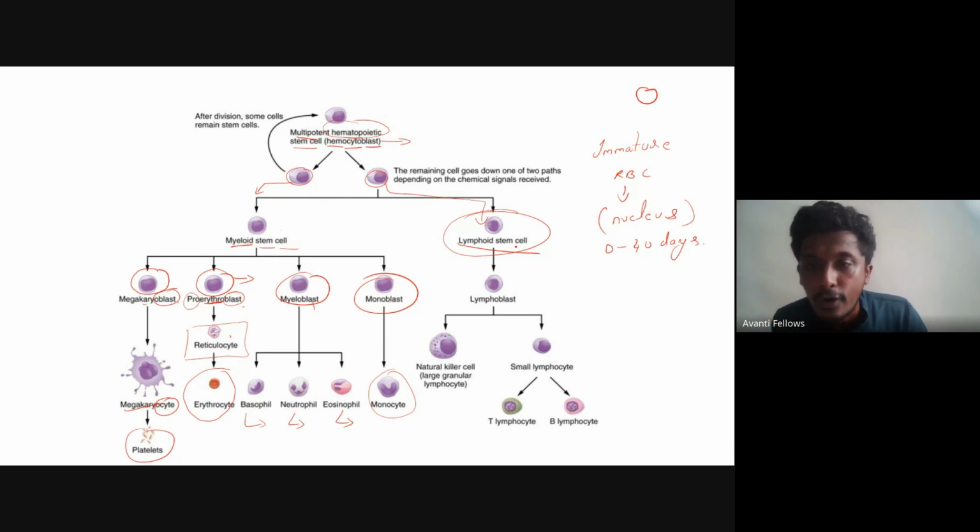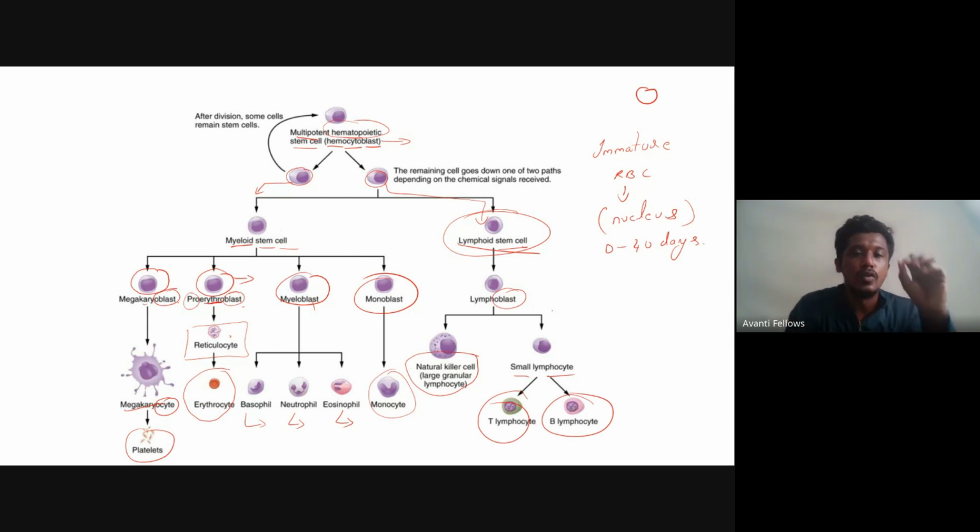Now coming to lymphoid stem cells, what do they give? You know that lymphoid stem cells means it has to give us a blast, so it will give us lymphoblast. Now, lymphoblast will divide into again two types of cells. One is NK cells, or natural killer cells. And then we have small lymphocytes, which finally divide into T lymphocytes and B lymphocytes. So the functions of these cells we will be discussing later, in the next slide. But I hope you understood how these formed elements are formed. Okay, I can go to the next slide, I believe.